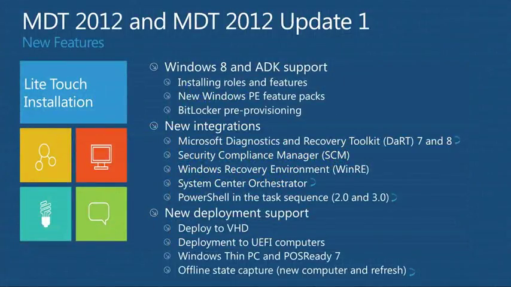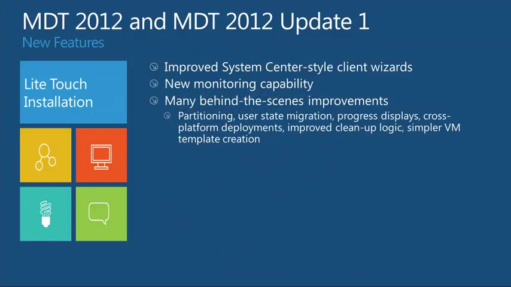So, what did we look at? Well, we know that we support Windows 8 and ADK. We can install roles and features. We have new Windows PE feature packs. We can do BitLocker pre-provisioning. We've integrated the DaRT toolkit. We integrated SCM. We've integrated WinRE. We can run Orchestrator. We can run PowerShell. We can deploy to VHD. We can deploy to UEFI. We can deploy ThinPC, PausePC ready, and we can do offline user state capture. We've got improvements in the look and feel of the wizards. We've added the monitoring capability, and we've done all kinds of stuff behind the scenes just to make the whole end-to-end process better. So that's basically what I walked through for the last however many minutes.